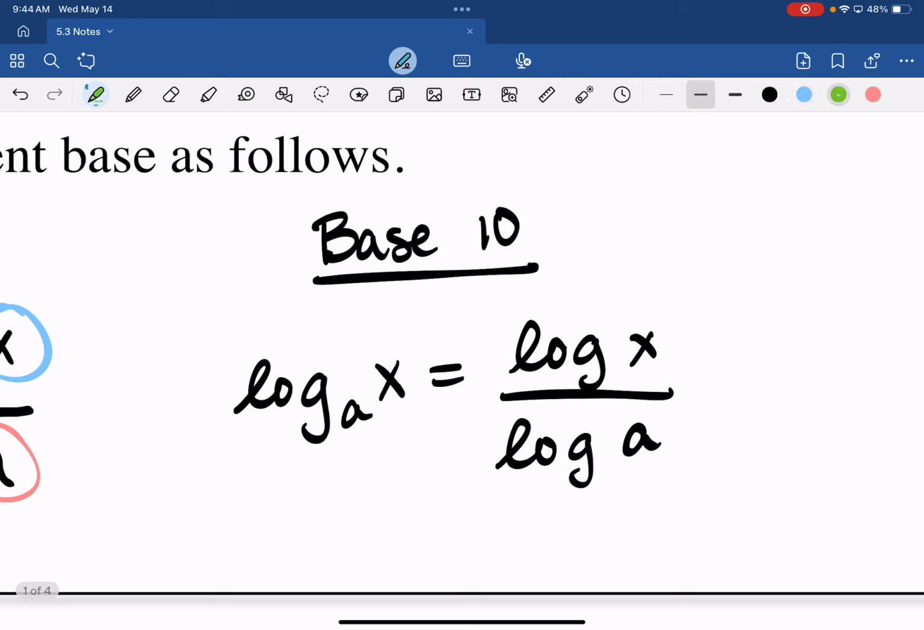Yesterday, we talked about base 10. When we have base 10, Ian, you all right back there?